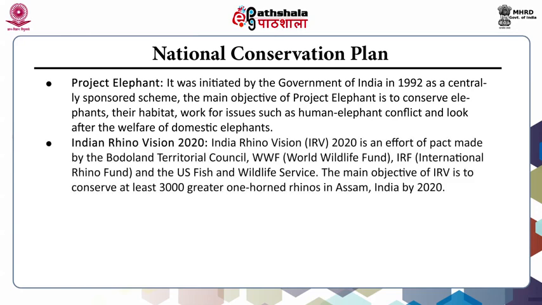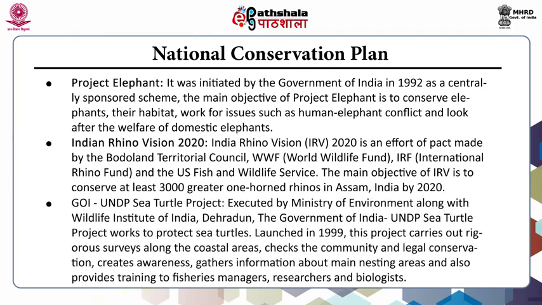The third project is Indian Rhino Vision 2020. Indian Rhino Vision 2020 is an effort of a pact made by the Bodoland Territorial Council, WWF, International Rhino Fund and the US Fish and Wildlife Service. The main objective of Indian Rhino Vision is to conserve at least 3,000 greater one-horned rhino in Assam, India by 2020. Then Government of India UNDP Sea Turtle project.